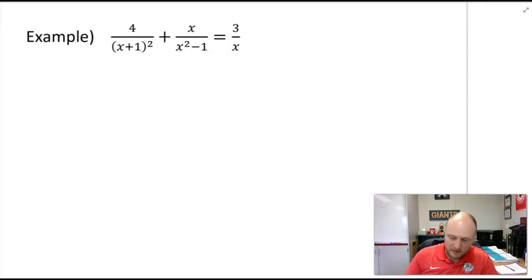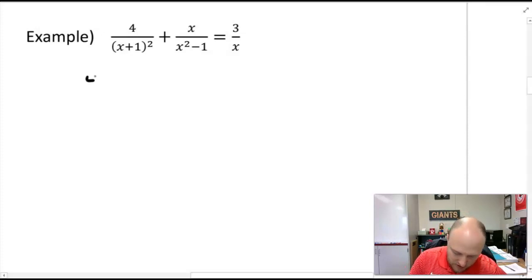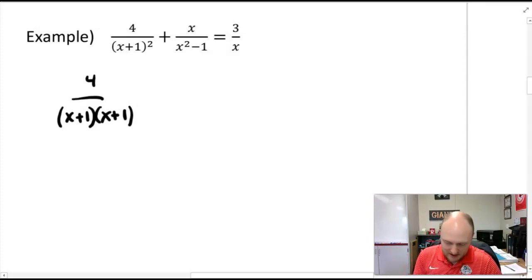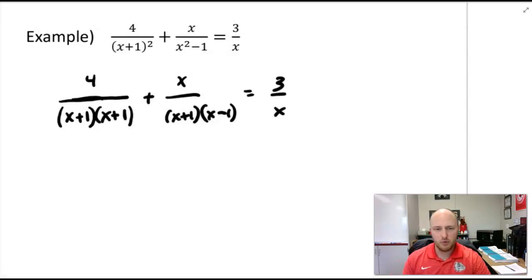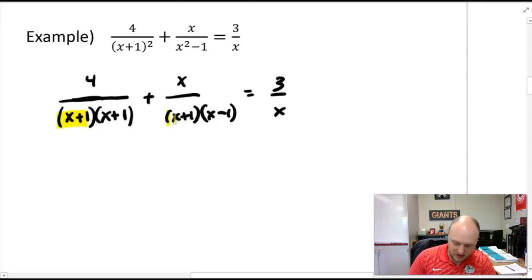Again, step 1, I'm going to completely factor this. Notice my first expression, I have x plus 1 squared. What I'm going to do is expand that, rather than leave it in exponential form. And then we have x plus 1, x minus 1, and then we have 3 over x. So what is shared? Well, I have a shared x plus 1. Okay, shared x plus 1.